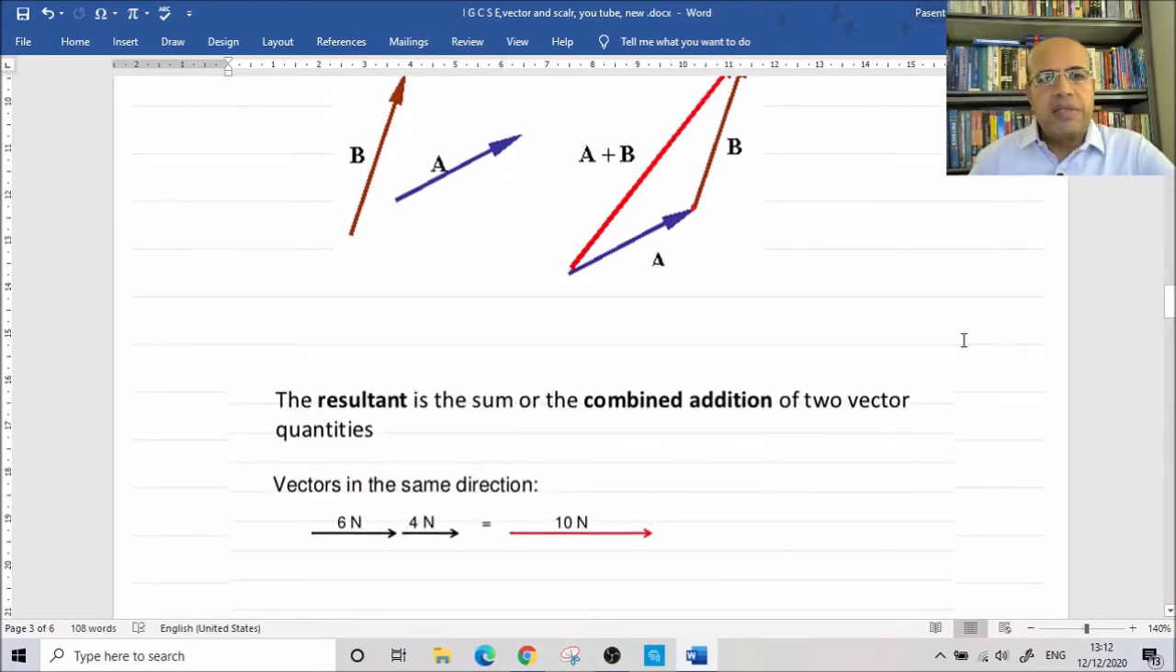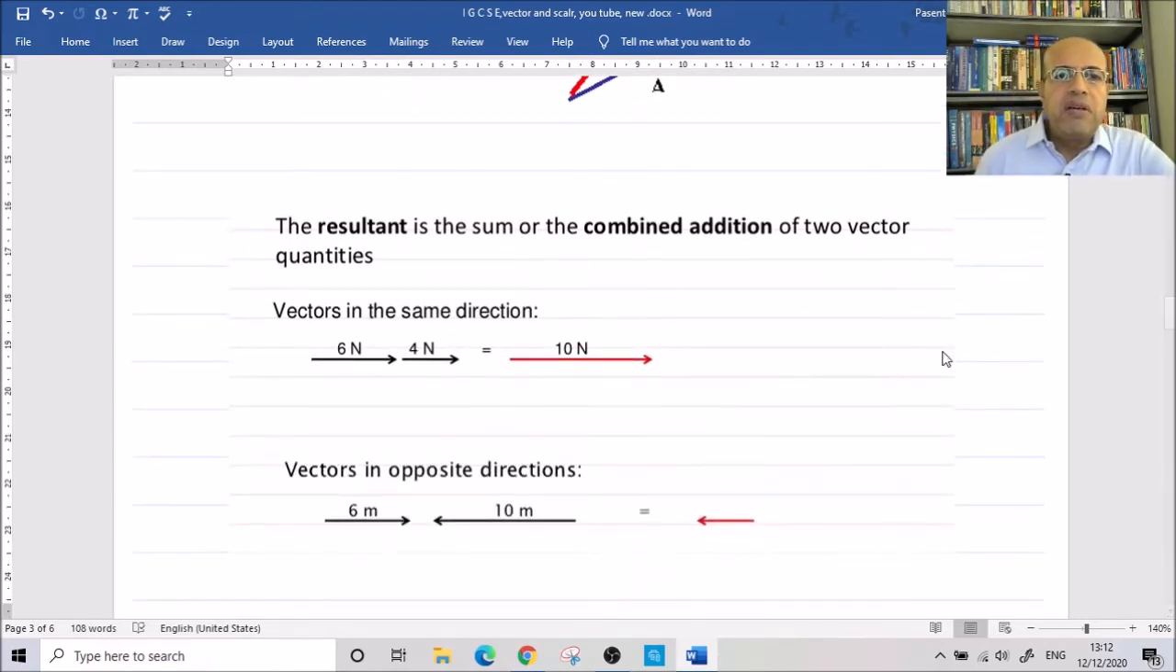The resultant is the sum or combined addition of two vectors. If we have vectors in the same direction, for example, 6 Newton to the right and 4 Newton to the right, the sum of those two vectors is 10 Newton to the right. If the vectors have opposite directions, we subtract. For example, this is 6 to the right and 10 to the left, so the answer is 10 minus 6, which is 4. So the resultant is 4 Newton to the left.